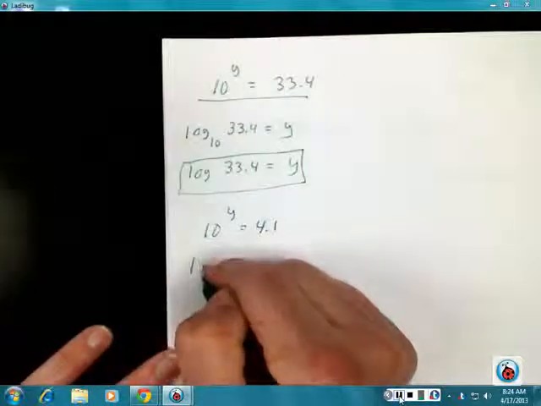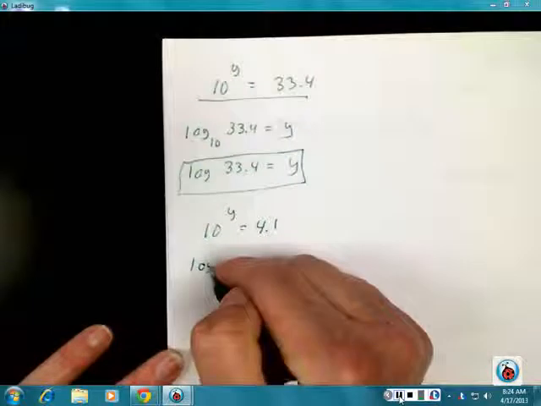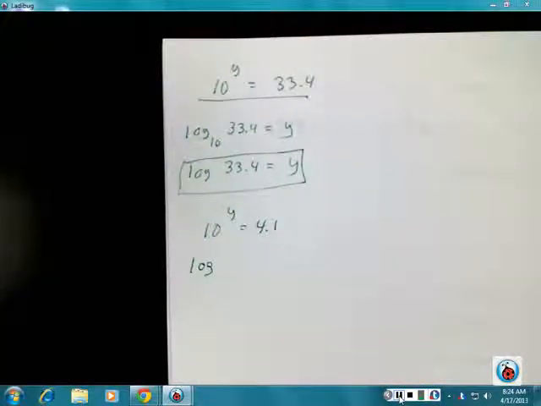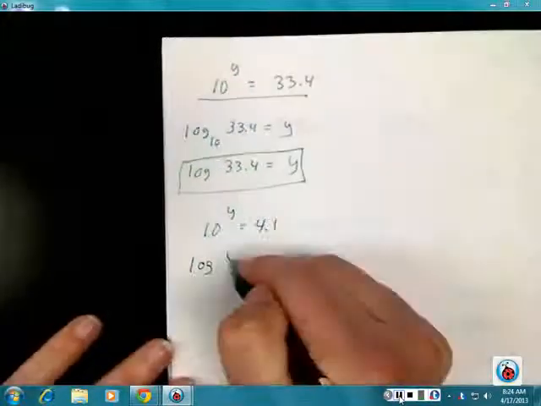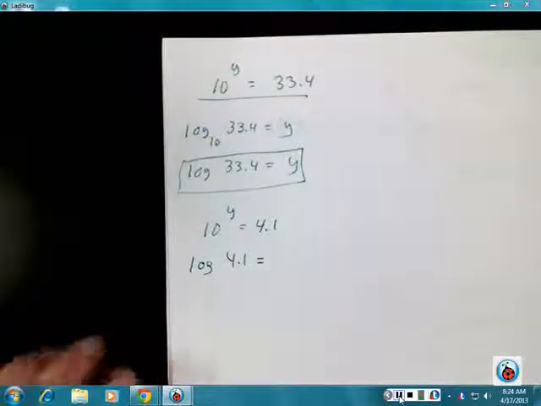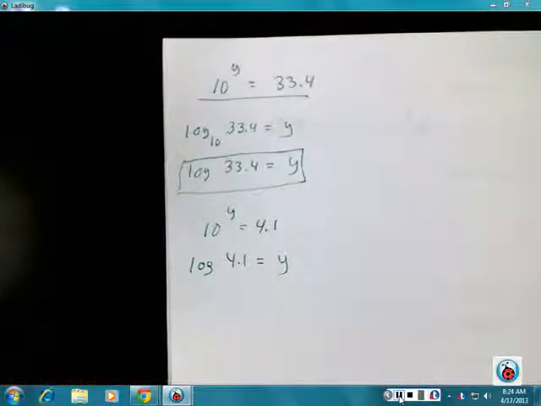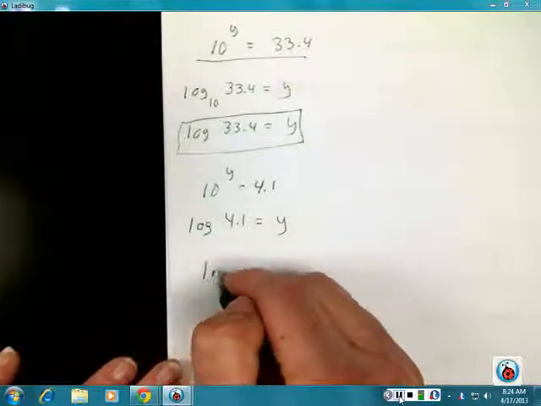So it's going to be log, so I got to turn it back. And what will it be? 4.1 is equal to y. Yep. So that's what y would end up equaling. Then these are just examples.